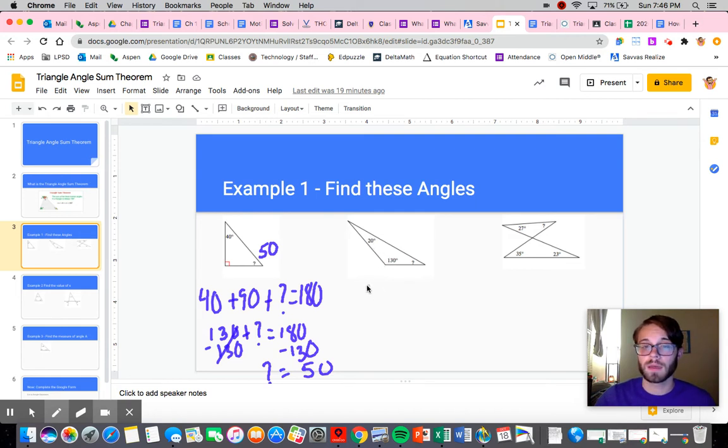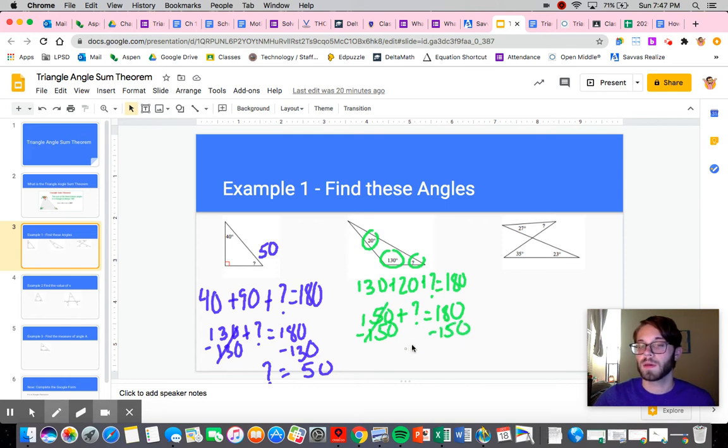Similarly, let's look at this. We know that all three of these have to add up to 180, so 130 plus 20 plus my question mark is 180. Okay, so I have 150 plus my question mark is 180. Subtract my 150, and that is 30. So this right here is 30 degrees.